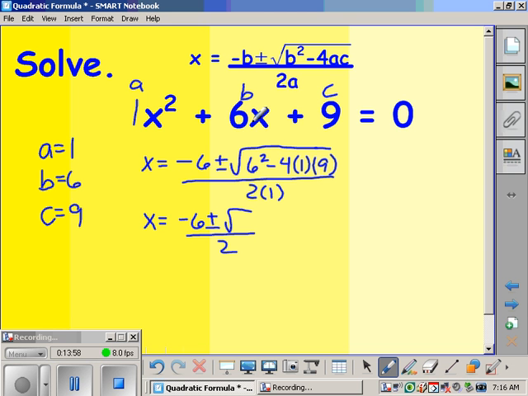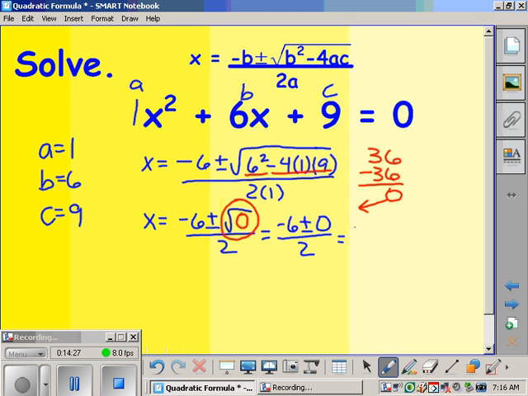Now let's do the math of what's under the radical. So 6 squared is 36. -4 times 1 times 9 is -36. And that comes out to 0, which is what goes under our radical. Now 0 is a perfect square because remember, a perfect square means what times itself equals the number under the radical. So the square root of 0 is 0. So that means we can remove the radical.